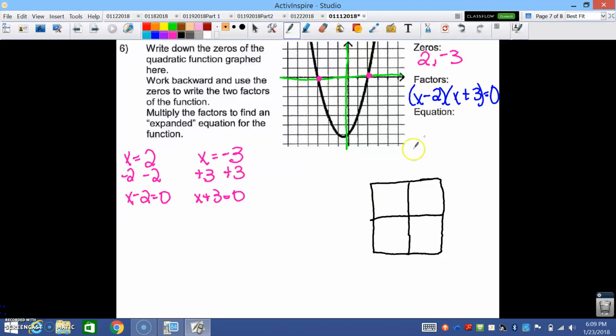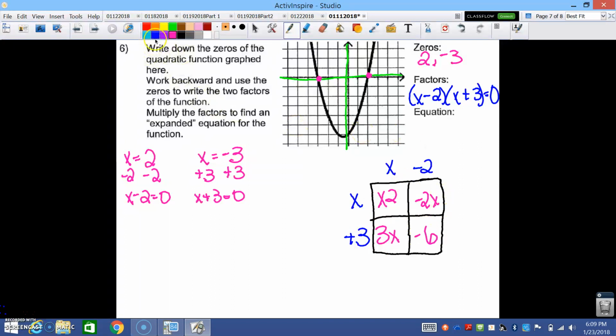Okay, and so our outside would be x and minus 2, right? And x and plus 3. Okay, and so our inside would be x times x is x squared. X times negative 2 would give me negative 2x. 3 times x would be 3x, and 3 times negative 2 is negative 6.